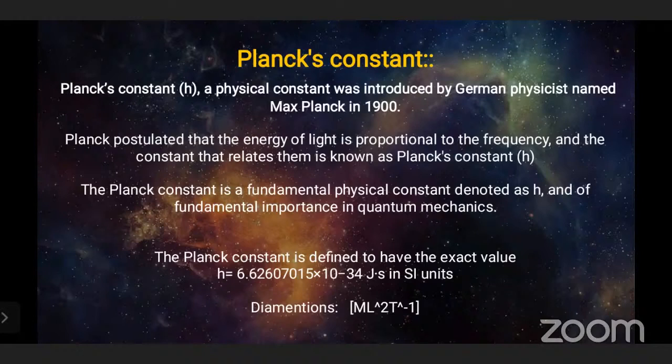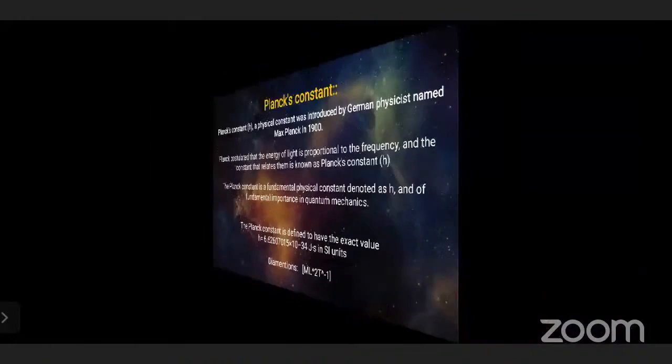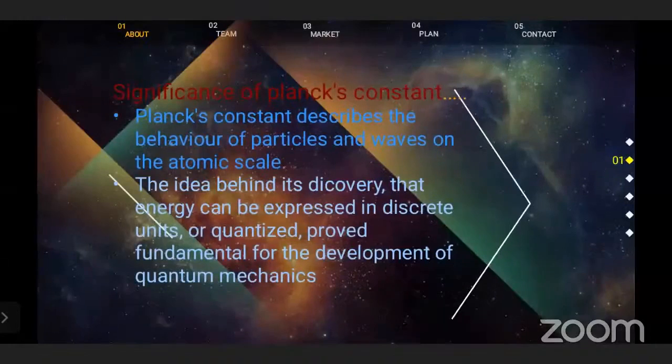It has an exact value, that is h equals 6.626 times 10 raised to the power minus 34 joule second, and its dimensions are M raised to 0, L raised to 2, and T raised to minus 1. The significance of Planck's constant: it describes the behavior of particles and waves on the atomic scale, and the idea behind its discovery, that energy can be expressed in discrete units or quantities, proved fundamental for the development of quantum mechanics.